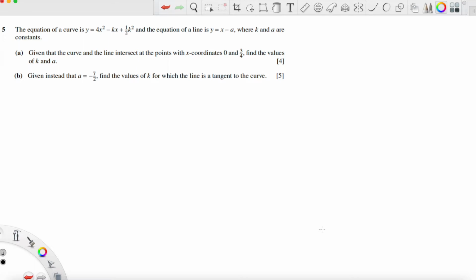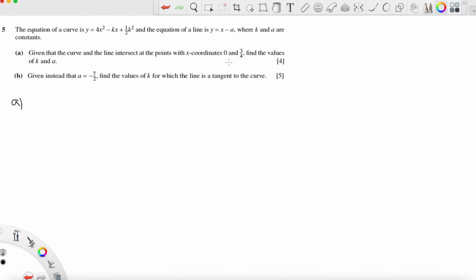Question number 5. The equation of a curve is y is equal to 4x squared minus kx plus half k squared. And the equation of a line is y is equal to x minus a, where k and a are constants. Part A, given that the curve and the line intersect at points with x coordinates 0 and 3 over 4, find the values of k and a. Part B, given instead that a is equal to negative 7 over 2, find the values of k for which the line is a tangent to the curve.